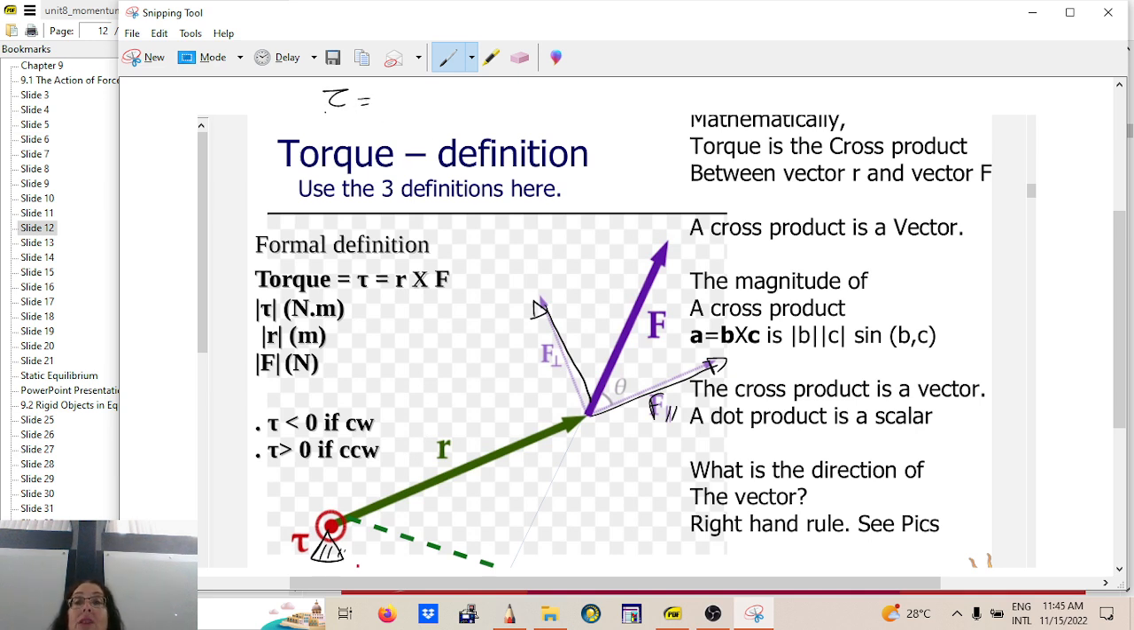So the torque will be, in magnitude, perpendicular times the distance r. Yes? So you see, if this is the angle theta, that's going to be F sine theta times R. And it just happened that this is the definition of the cross product, R cross F. So we have a tool in mathematics that will give us that computation here. That will be in magnitude. So the unit will be Newton meter, this one is Newton, and this one is meters. The sine and the angle, the angle between R and F.